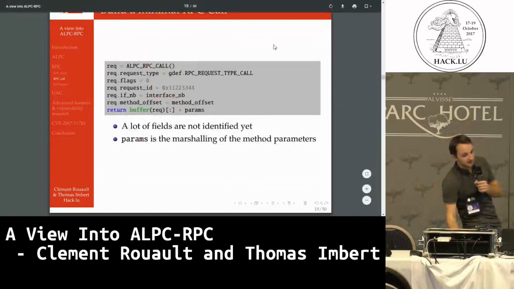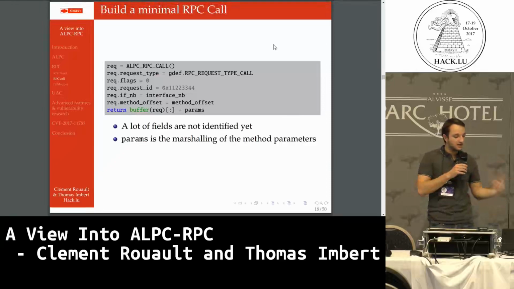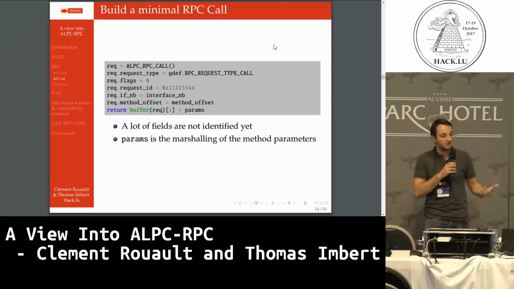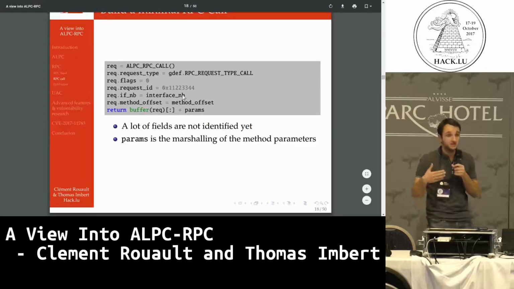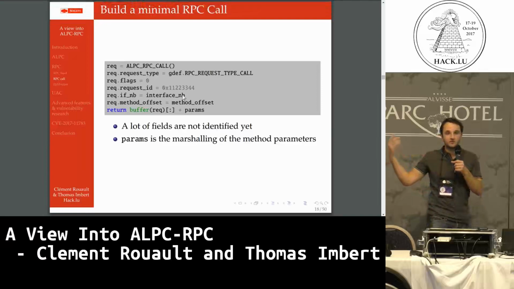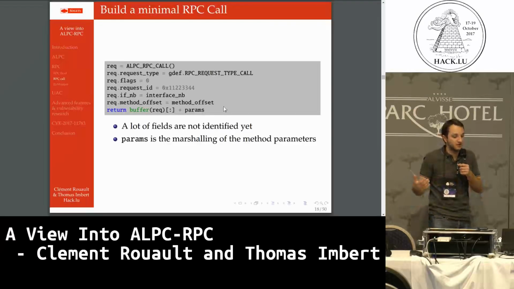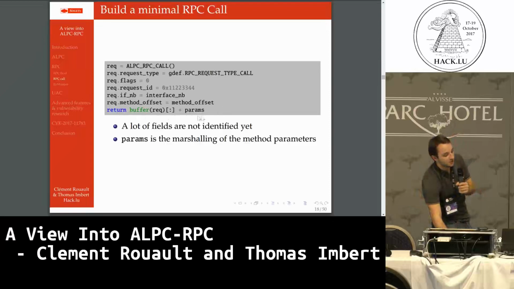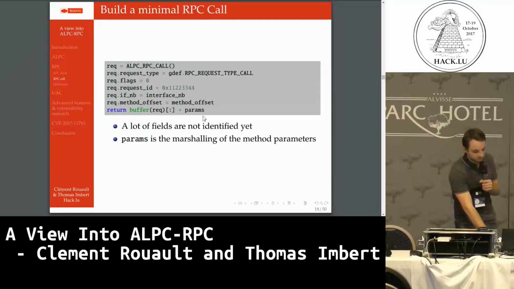So to build a minimal RPC call, it's even simpler. You have to craft an ALPC RPC call, set the type to RPC request type call, set the request ID to whatever you want, set the interface ID to the interface number that was the result of the binding before, and the method offset to the offset of the method we want to call. And after this buffer, all you have to do is append the params, and the parameters are the result of the marshalling of the method.